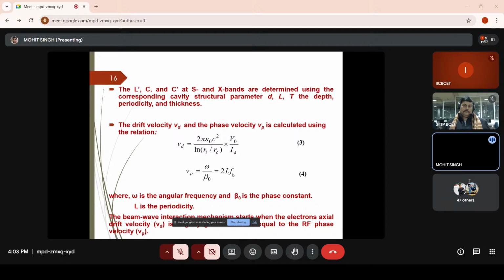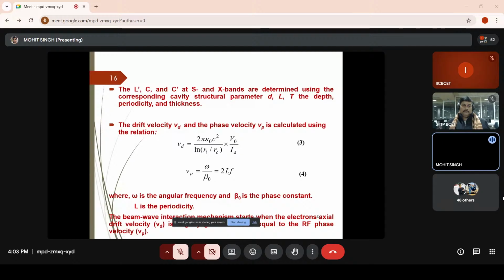But coming to VP, we have to equate VD equal to VP by keeping 2LF, and from there I will calculate L also. We have to equate those. We have to keep our L value such that VD and VP are equal. In that case only, there will be interaction between beam and RF wave. Then only, as in the last line you can see, the beam wave interaction mechanism starts when the electron axial drift velocity is equal to the RF phase velocity.